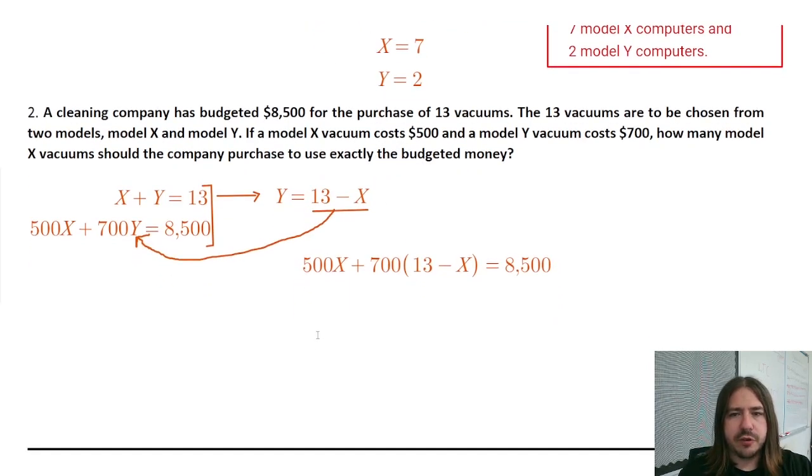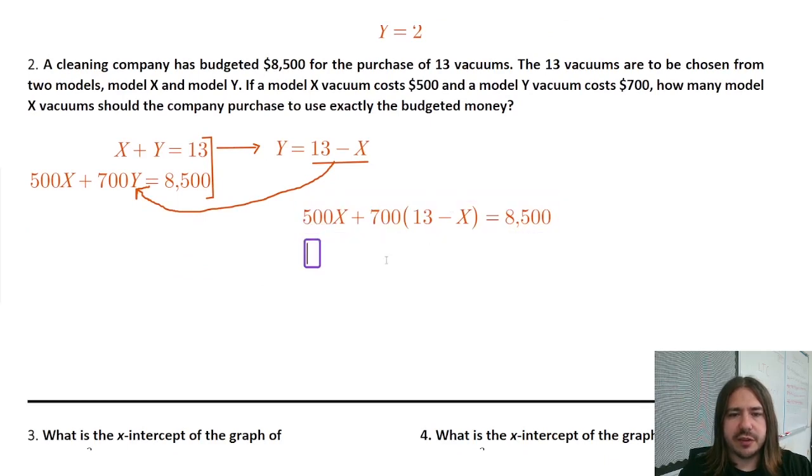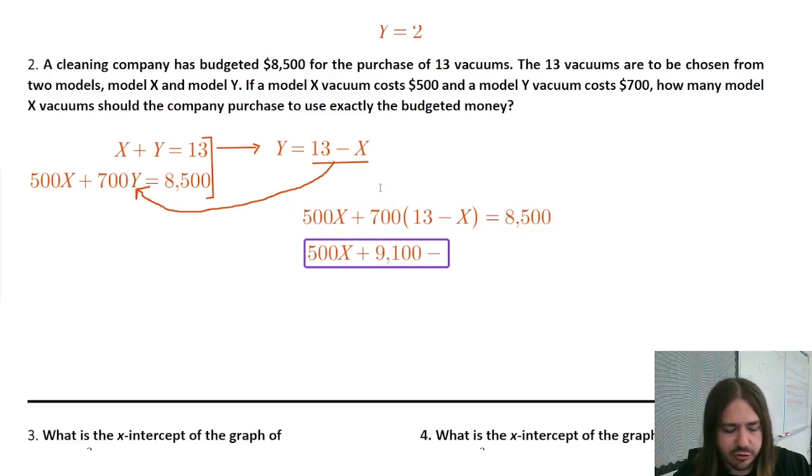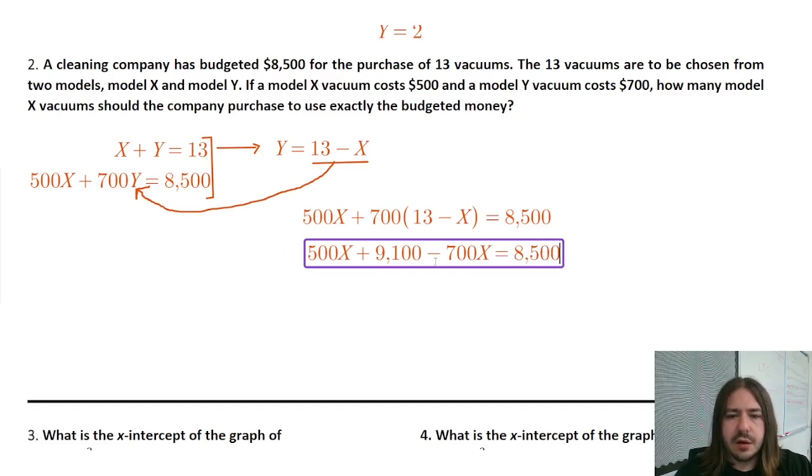So now I'll use the distributive property. I'm going to distribute that 700, so I get 500x plus 700 times 13. I'm just going to type that in. 700 times 13 is 9,100 minus 700x equals 8,500.